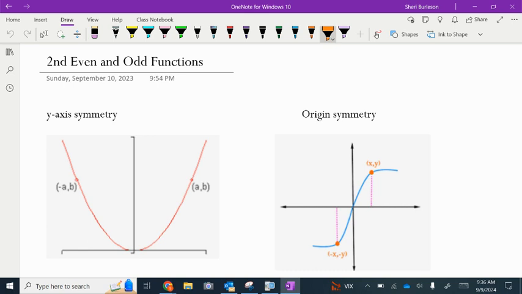Oh, and by the way, we are having a functions quiz on Thursday. It's going to include lines and this only. Okay? That's all it's going to include. Are you with me? All right, so odd and even functions.